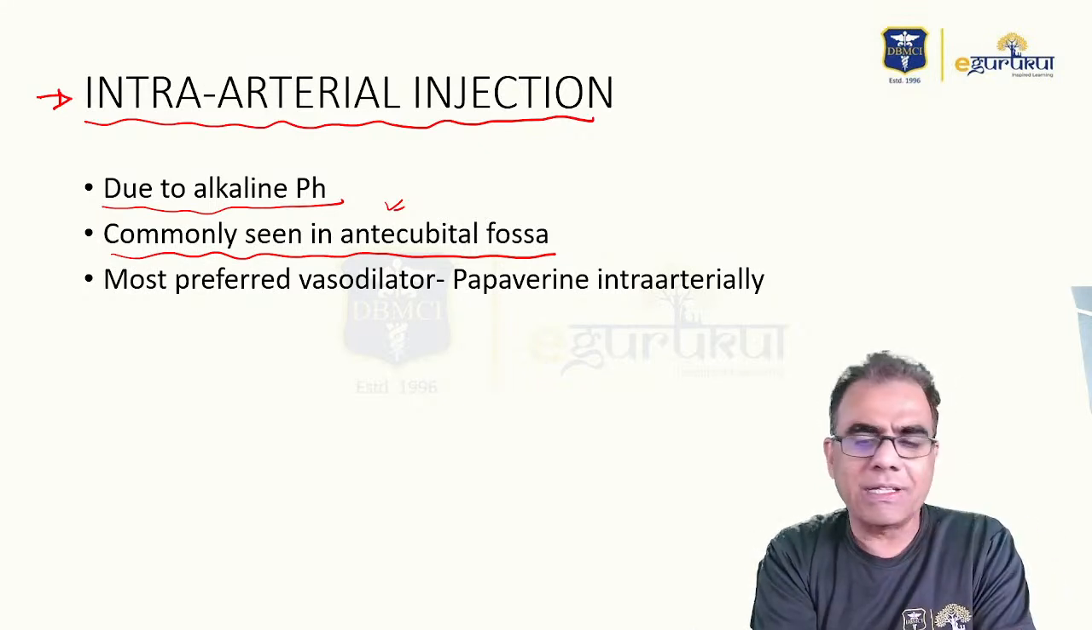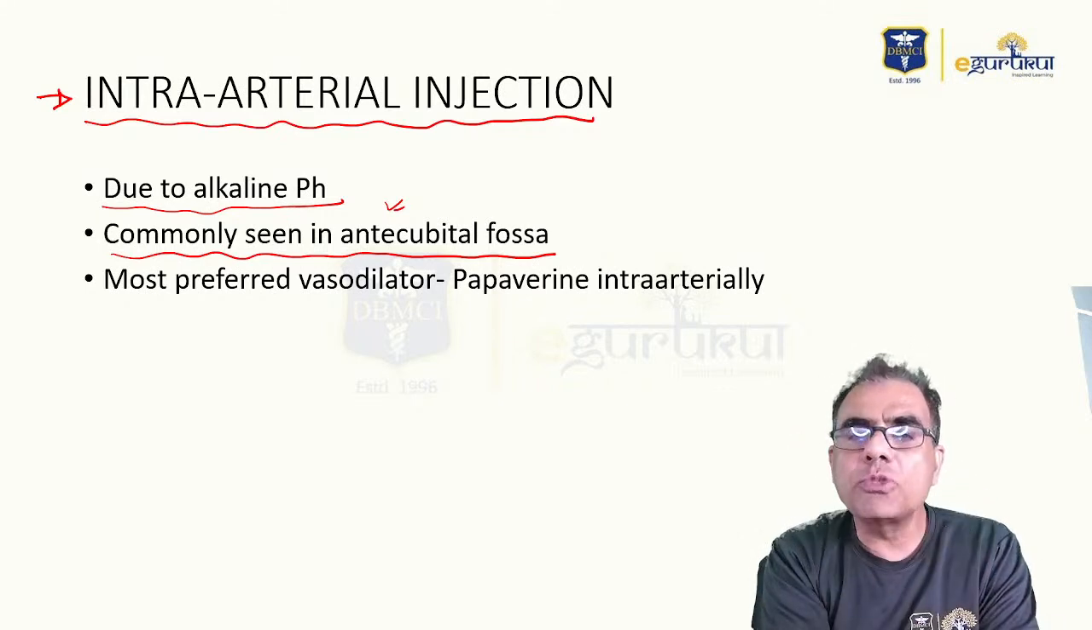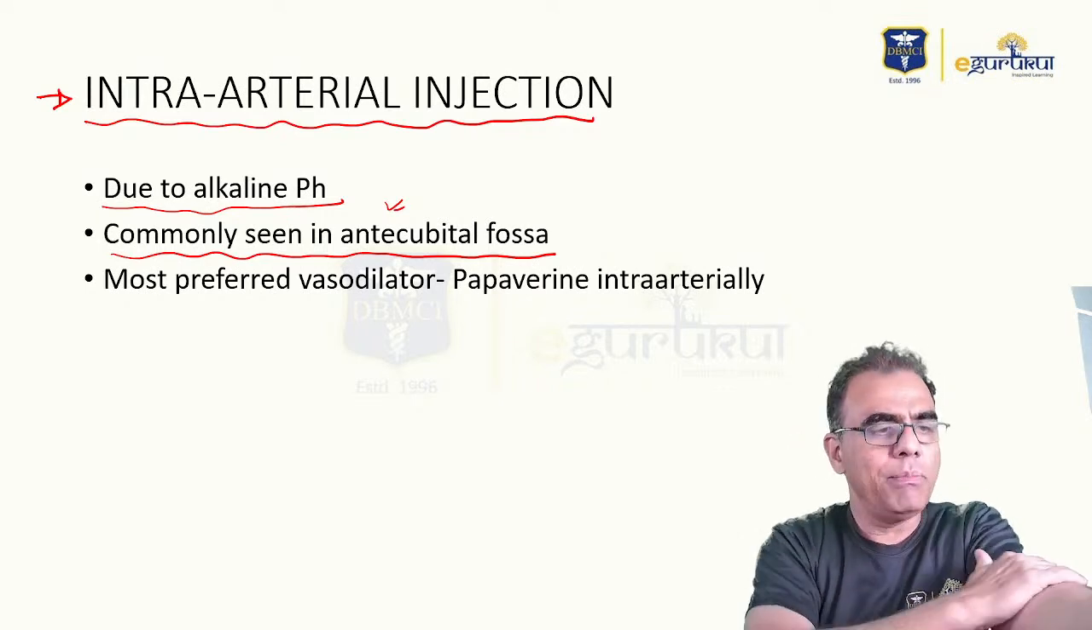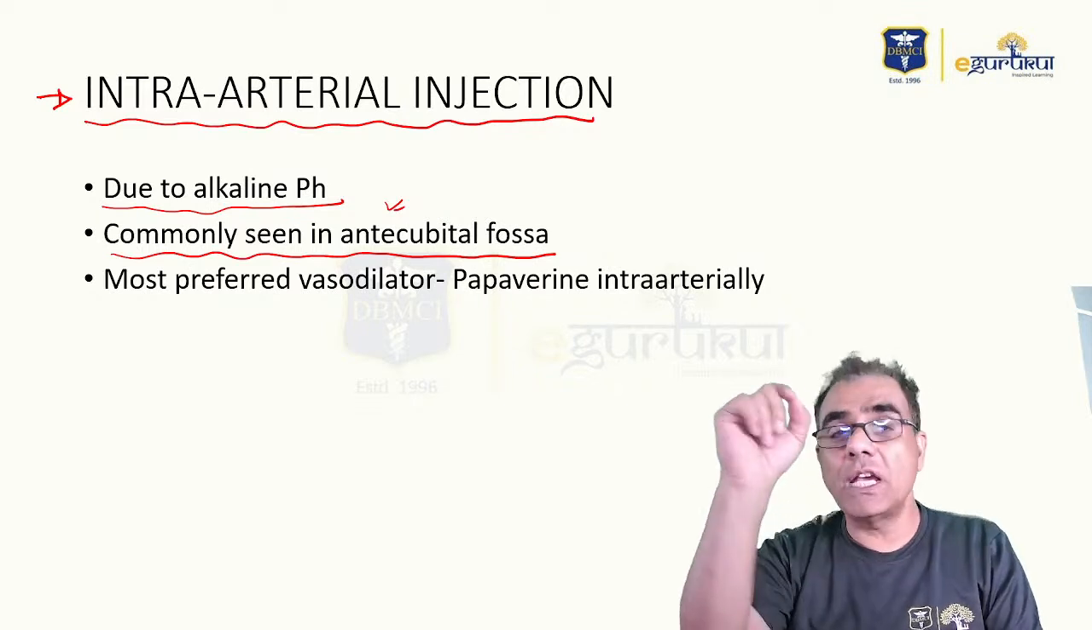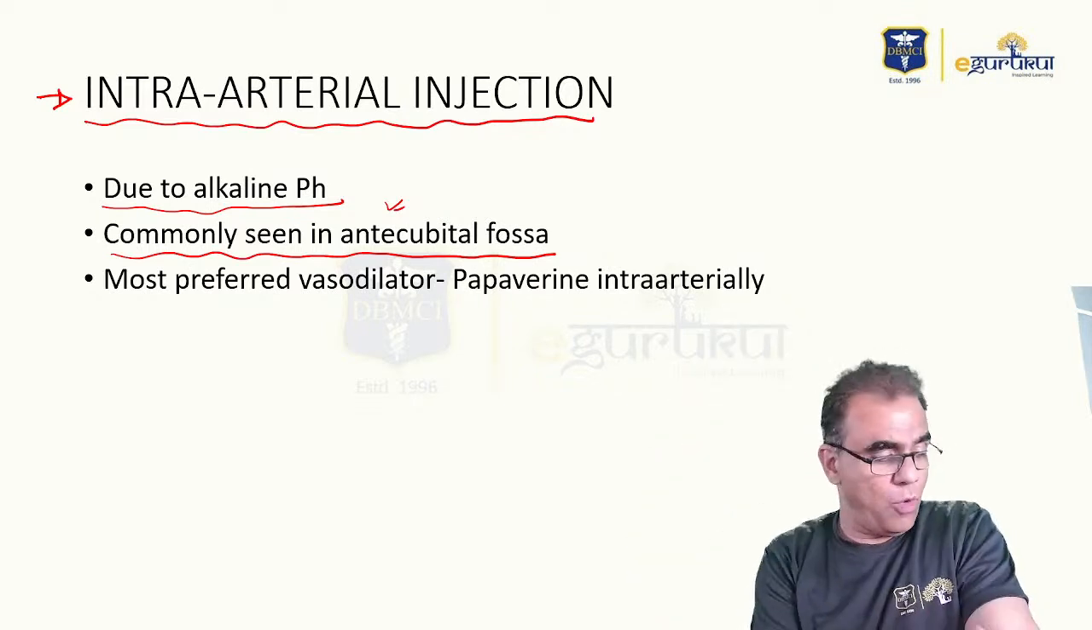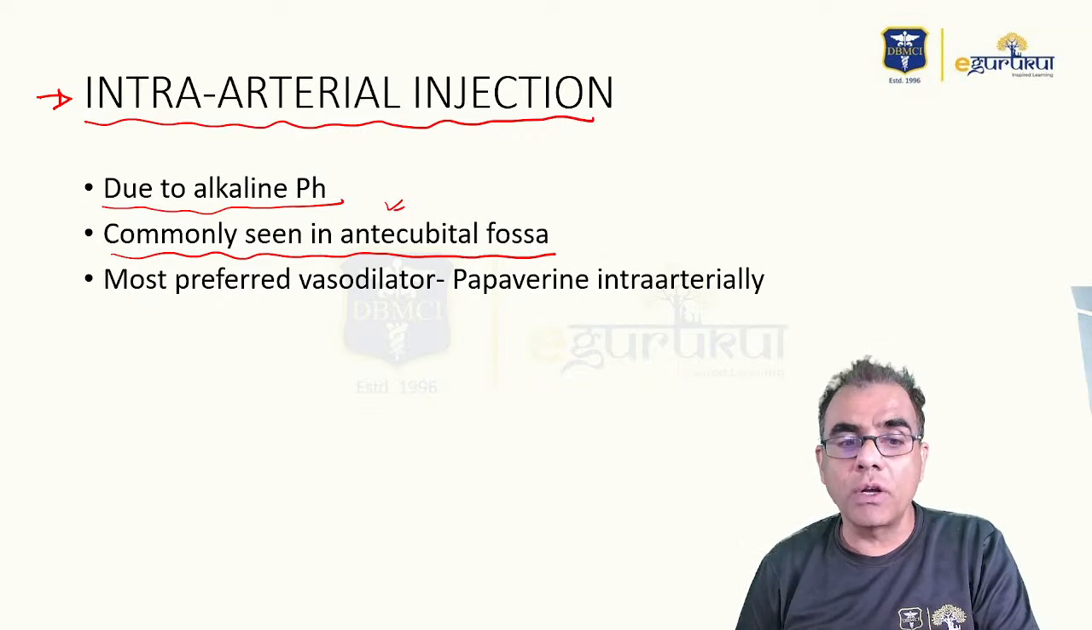And when there is endothelial injury, the artery will go into spasm, and the limb distal to the spasm becomes at risk of gangrene. And there have been case reports of gangrene in the past when thiopentone was injected in the antecubital fossa.